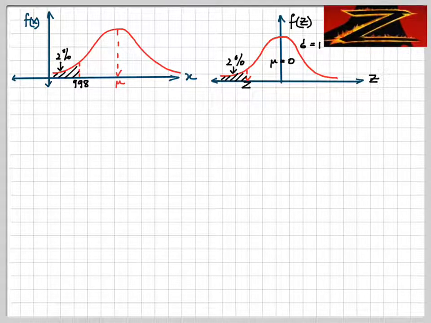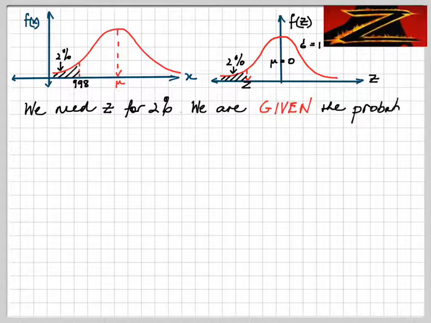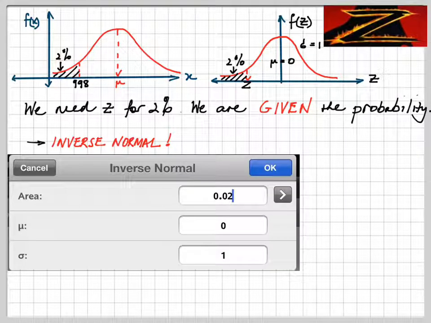Okay, let's go. What we're saying is we need Z for 2%. So we've got the probability, haven't we? And we need the variable. So what is that? Is it CDF or inverse normal? It's inverse normal. Of course it is. So the area we're looking for is 0.02 for 2%. And we've got mu is 0 and sigma is 1. Yeah, that's right. So what's our Z value?